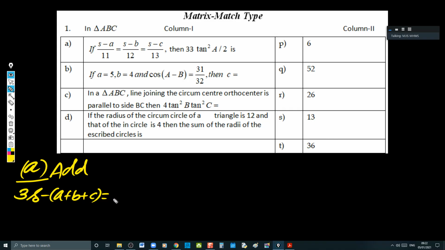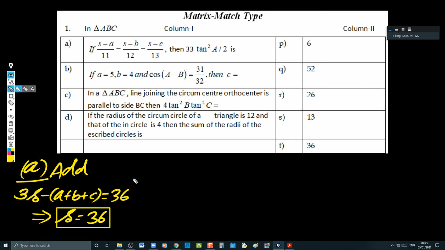11 plus 12 plus 13 is 23, 36. You got S to be 36. Earlier you were saying 2S. It is not 2S, beta, it is S only. In the previous question, you said it as 2S, but it is S only.